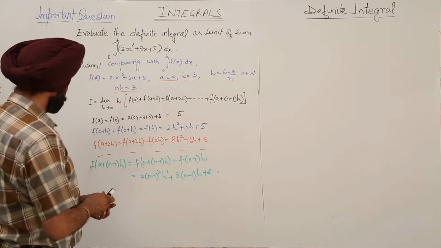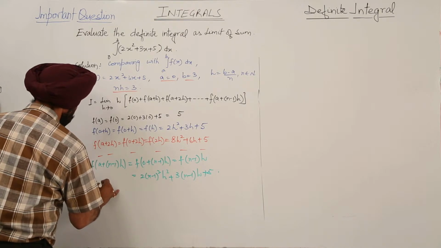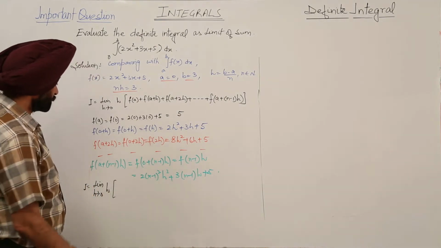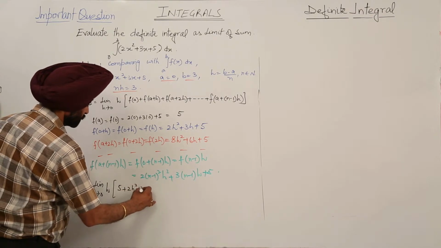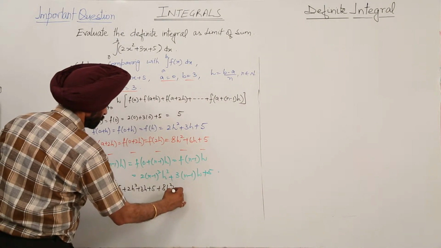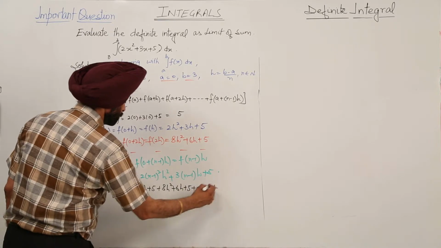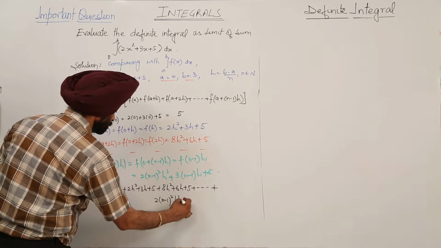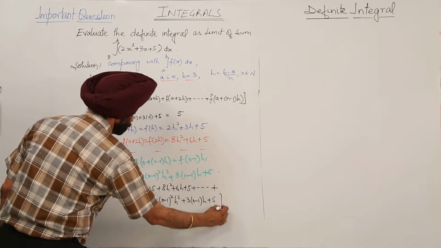Now putting the values in the theorem, we are having limit h approaches to 0, h, first term 5, plus 2h² + 3h + 5, plus 8h² + 6h + 5, plus ... plus 2(n-1)²h² + 3(n-1)h + 5.